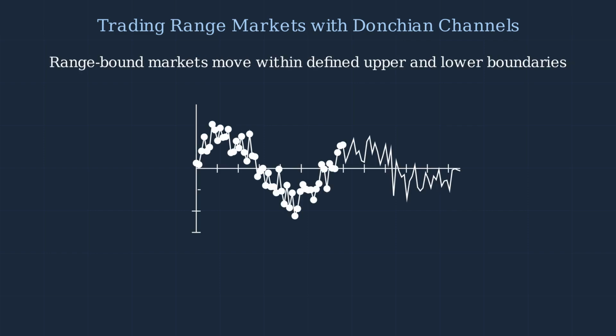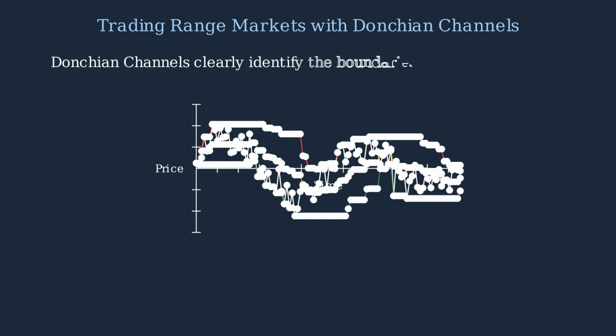Donchian channels are particularly effective when trading range-bound markets. Range-bound markets move between defined upper and lower boundaries without establishing a clear trend. Donchian channels clearly identify the boundaries of the trading range, making them ideal for range trading strategies.